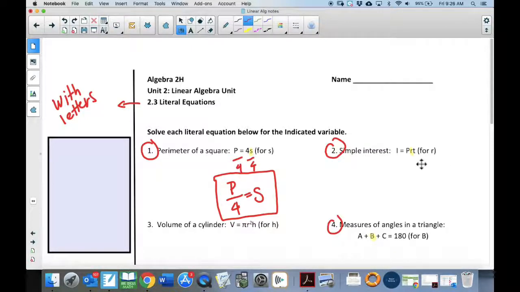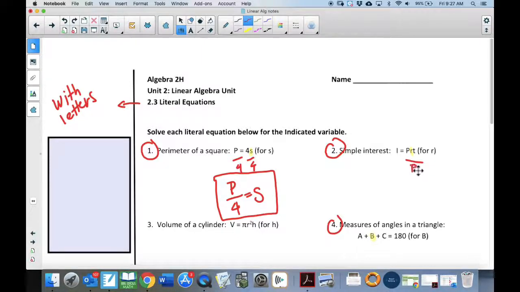I equals PRT, solve it for R. This is a simple interest problem. This is an equation that we'll learn later on in the semester, or probably second semester. That's an I for interest. So we're solving it for R. So we need to get rid of the P and the T. Notice those are both multiplication.